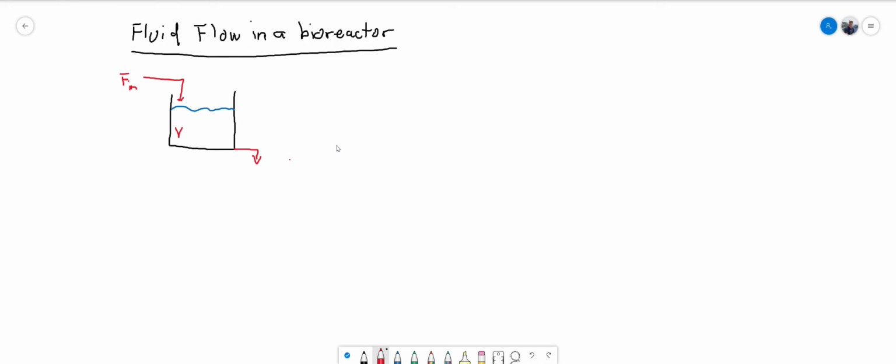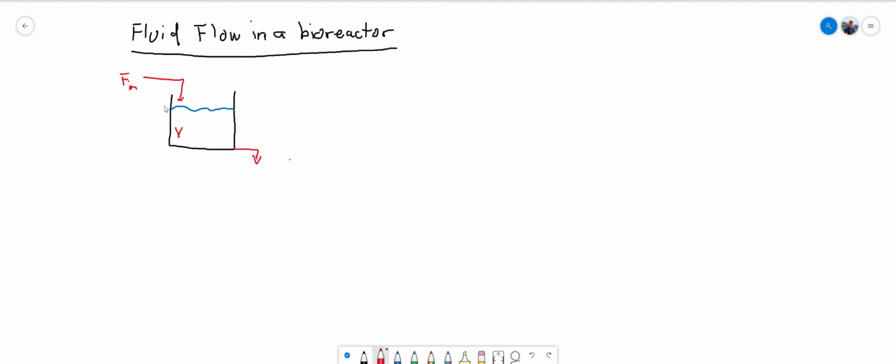Alright guys, here's an example of a very common fluid mechanics problem that you might see in the future, where we're trying to model the fluid flow inside of a bioreactor. So imagine we have this bioreactor system here with some type of fluid inside of some volume, and we can model the fluid flow in and out of the system.